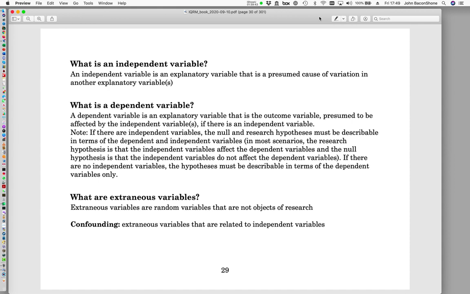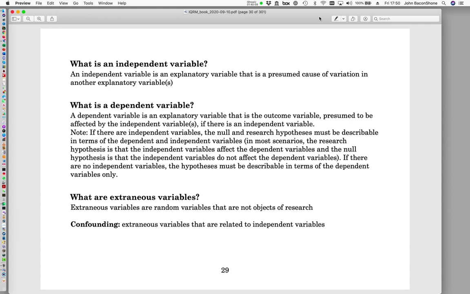Okay? So that means that the null and the research hypotheses must be describable in terms of the dependent and independent variables. The simplest situation would be that the research hypothesis is that the independent variables affect the dependent variables, and at least one null hypothesis is that the independent variables do not affect the dependent variables.